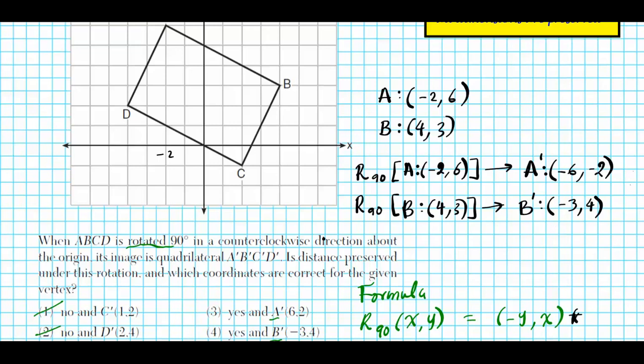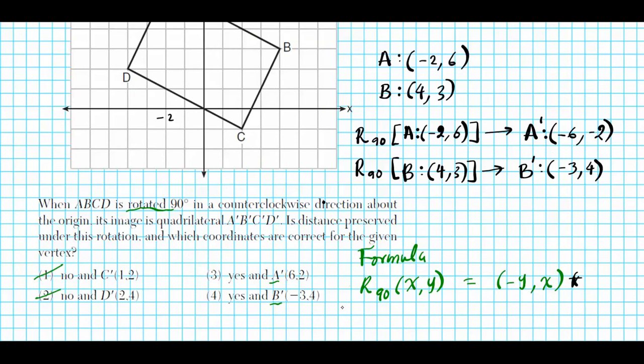Okay, so let's look at the options we have to see which one is the correct transformation. Let's see. Oh, this is wrong. Both of them have the wrong signs. And then option 4, negative 3, negative 4, is where B gets mapped to. So the correct answer for this problem is option number 4.